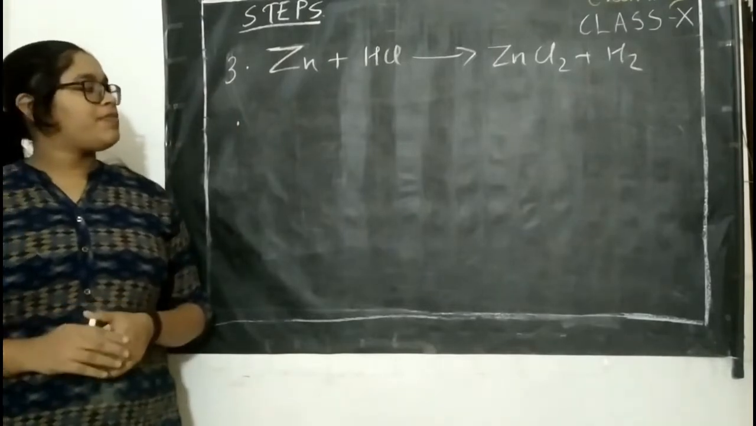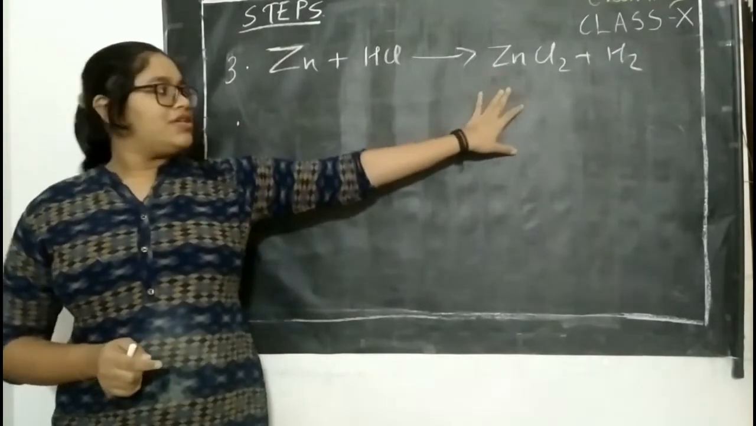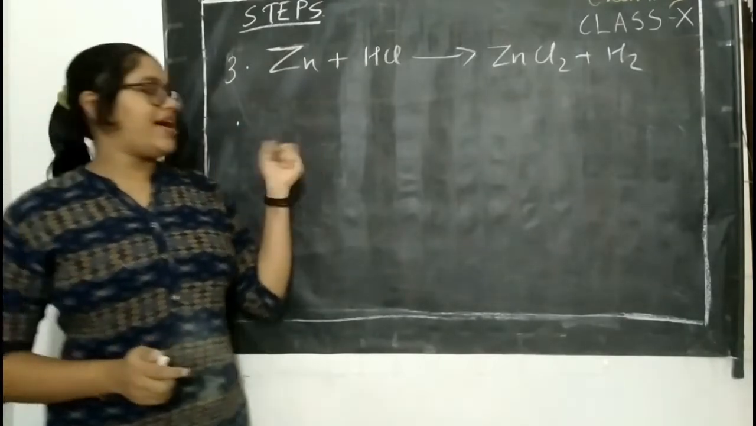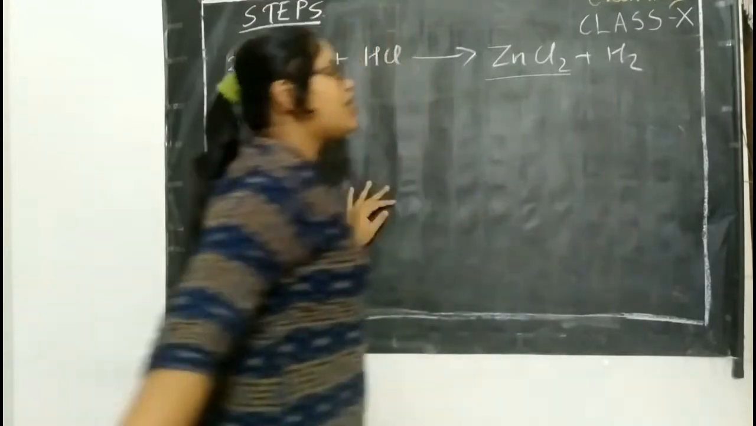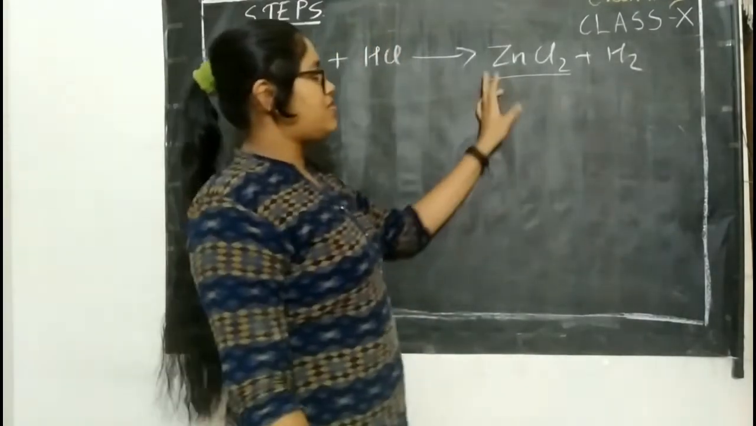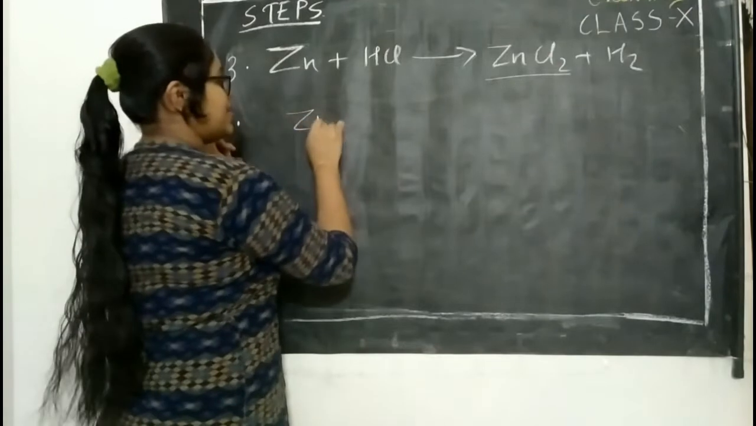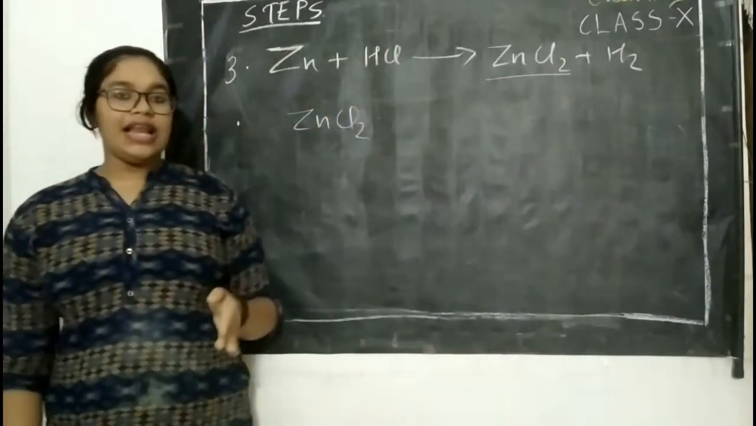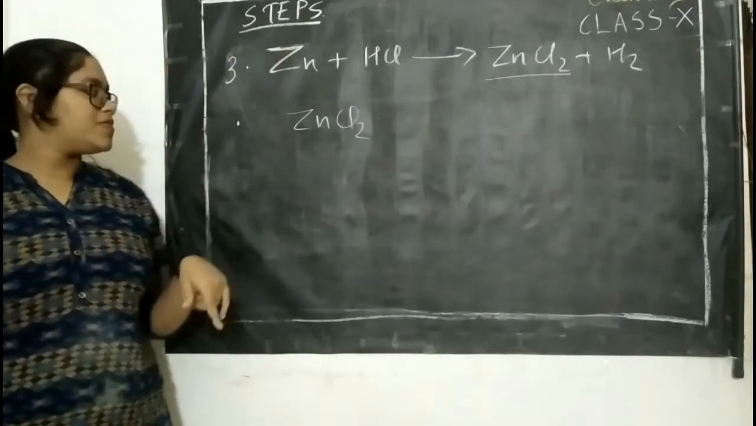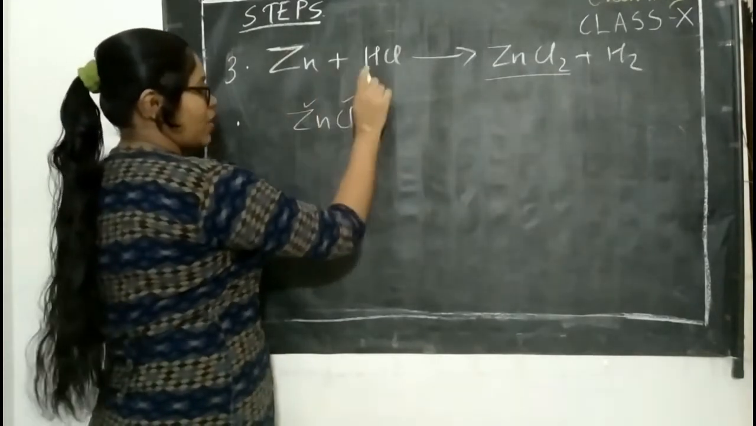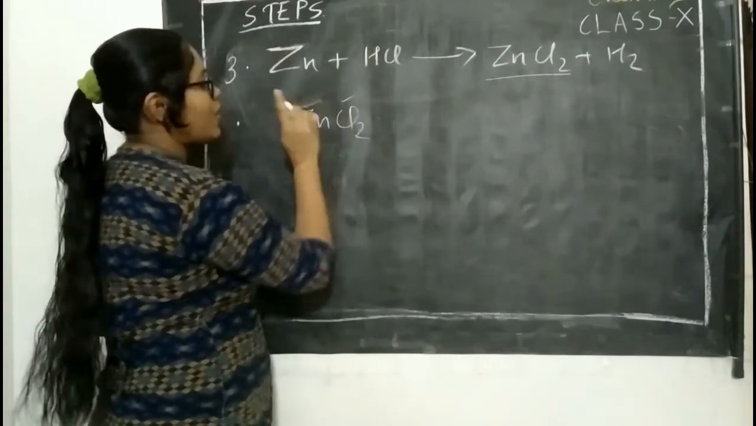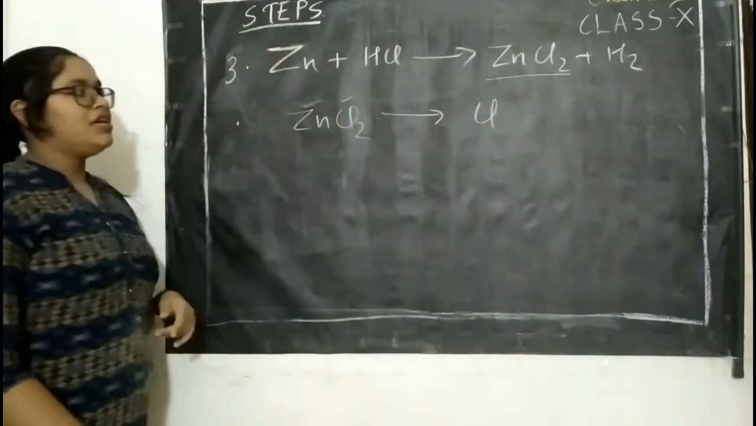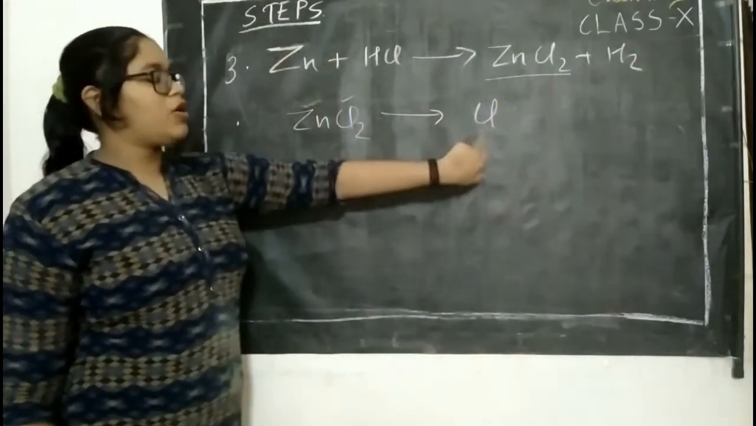The third step is consider a compound that has the most number of atoms. So in this reaction, we find that zinc chloride has the maximum number of atoms, that is 3 atoms. So we consider zinc chloride. Now from this compound, consider the element that has the maximum number of atoms. So we have zinc and chlorine, but we notice that chlorine has the maximum number of atoms. So we selected chlorine. So we have to balance chlorine first.